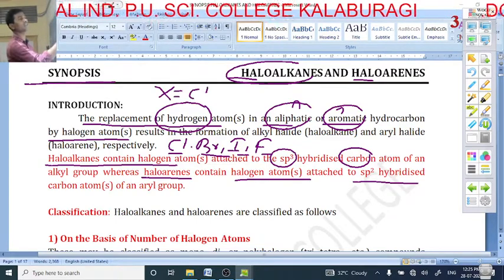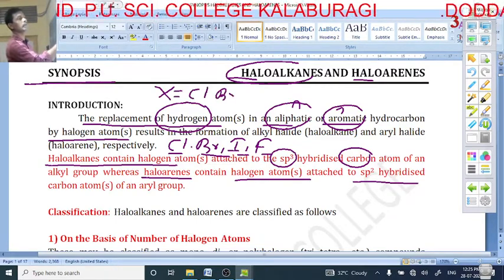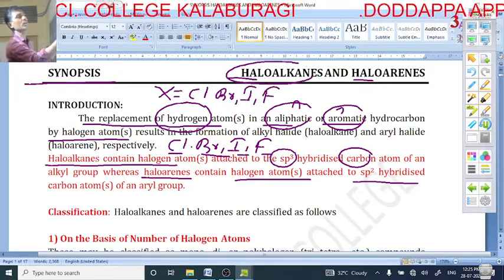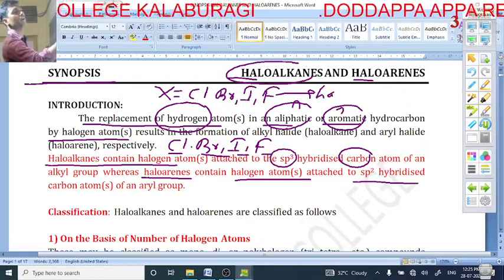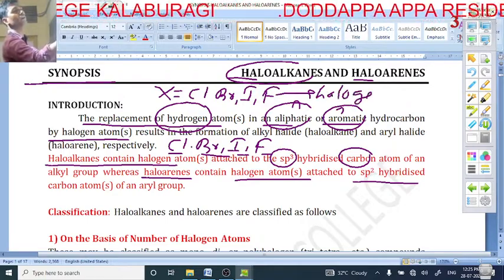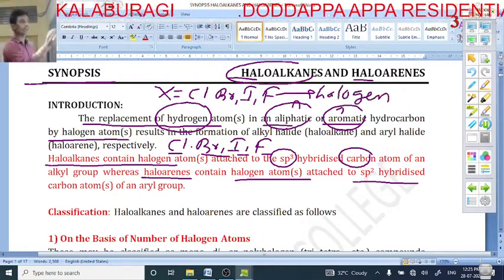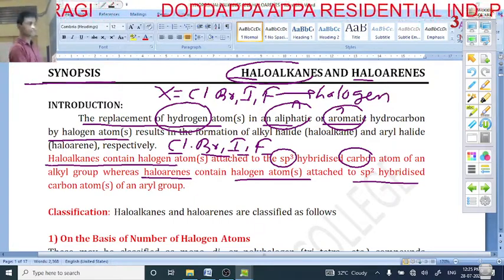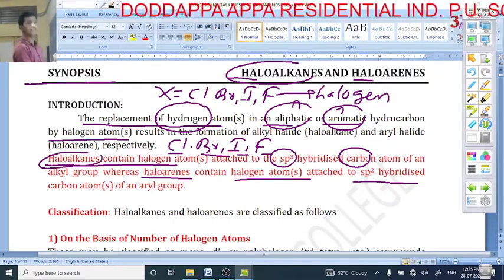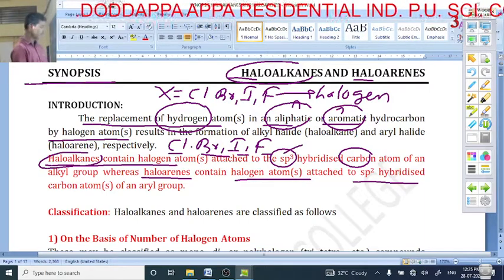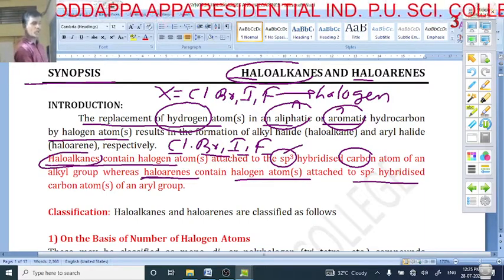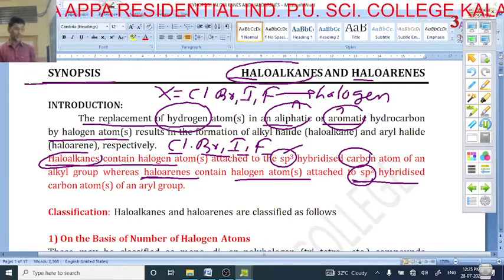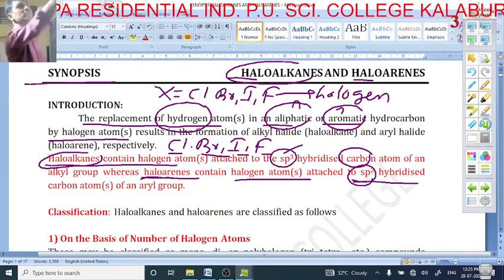What are halogens? Cl, Br, I and F. These are called halogens. Where the halogen is attached to a haloalkane, the carbon is sp3 hybridized. Where the halogen is attached to a haloarene, the carbon is sp2 hybridized. Okay.